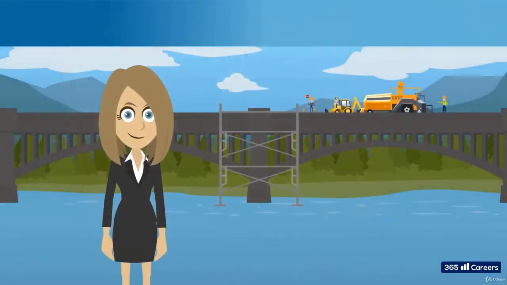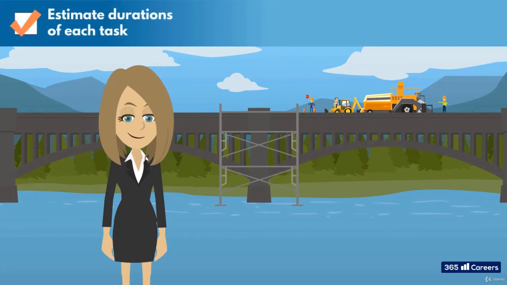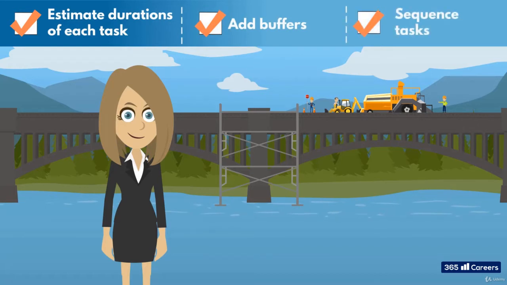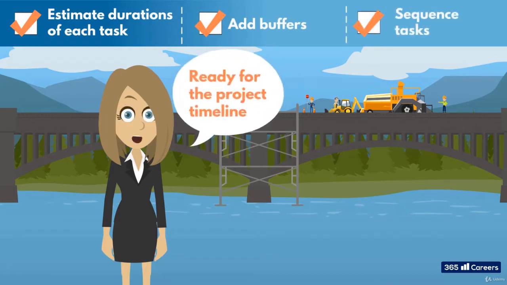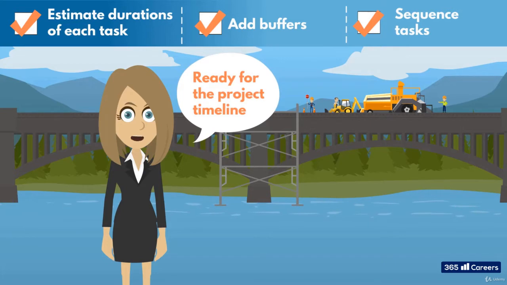There is a logical process the project manager should follow when planning timelines and schedules. First, they should estimate the durations of each activity or task. They should add buffers, then sequence the tasks, and finally, they will be ready to build the project timeline. Pretty logical, right? Now let's break these down.